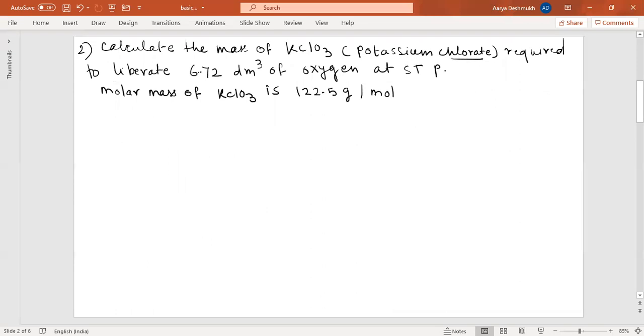KClO3 means potassium chlorate, required to liberate 6.73 dm cube of oxygen at STP. The molar mass of KClO3 is given as 122.5 grams per mole. Now, if such a problem is given, where there is a liberation of oxygen, the reaction should be a decomposition, where KClO3 is liberating oxygen. When this is decomposed, the possible product is very obvious, that is KCl plus O2.